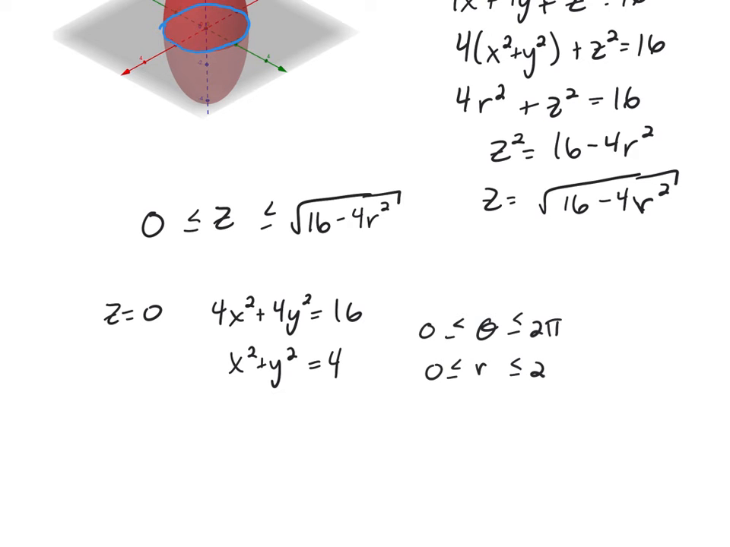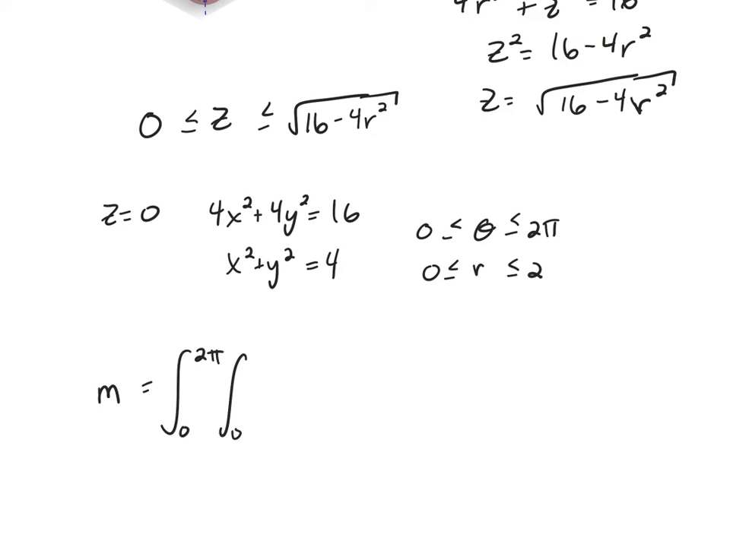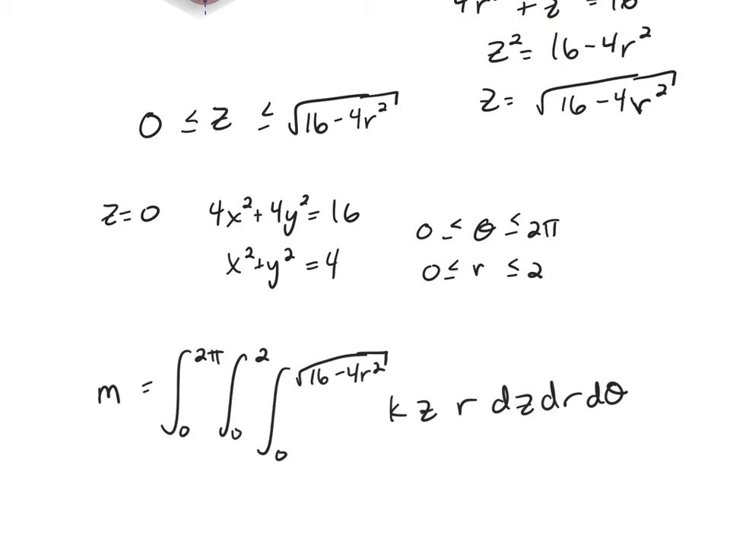So now I'm ready to set up my formula to find the mass, m. We're going to integrate theta from 0 to 2 pi, r from 0 to 2, and z goes from 0 to the square root of 16 minus 4r squared. And then we integrate our density function, which was kz. Remember, we get an r because we're doing polar coordinates: dz dr d theta.